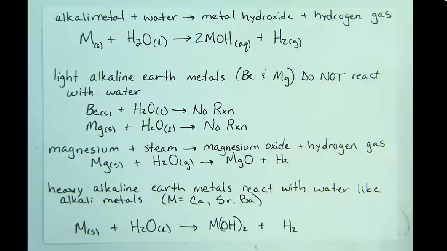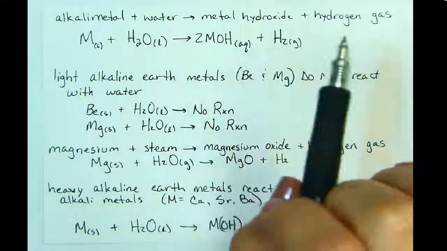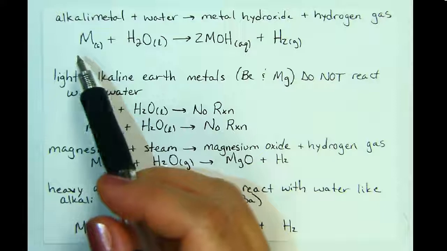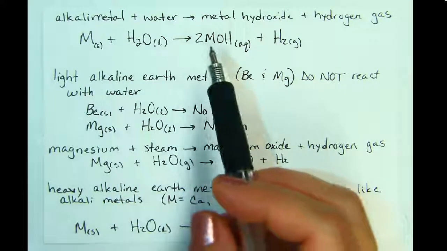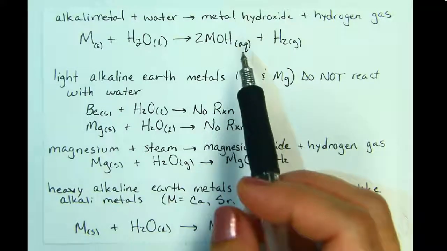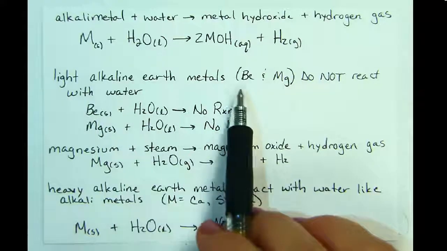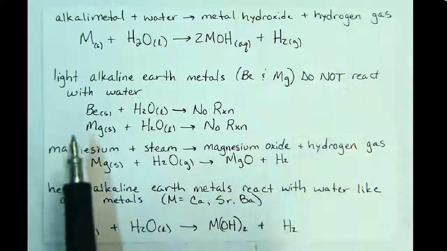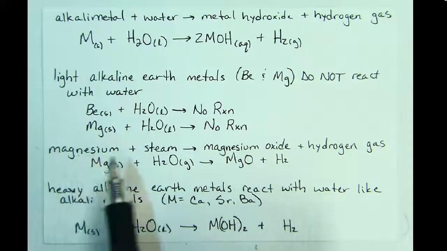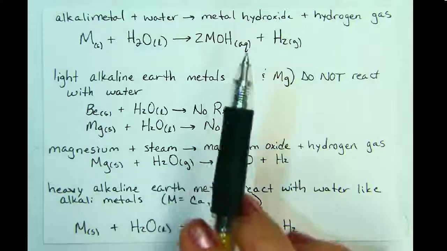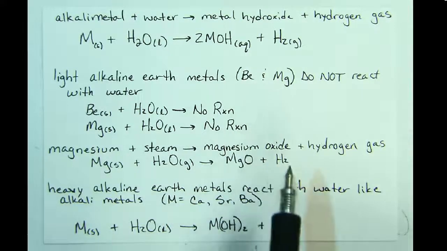Here's your second note card. Alkali metals react with water to form metal hydroxides and hydrogen gas. So here would be any alkali metal in the solid phase plus liquid water yields 2 metal hydroxides that are aqueous, and you'll make hydrogen gas. Light alkaline earth metals, beryllium and magnesium, do not react with water. So here you can see they will have no reaction. Magnesium, however, will react with steam, but it will not form a metal hydroxide. It's going to form a metal oxide plus hydrogen gas.